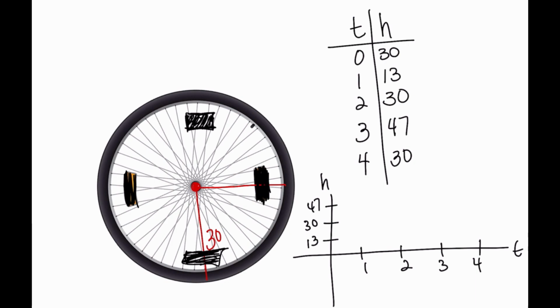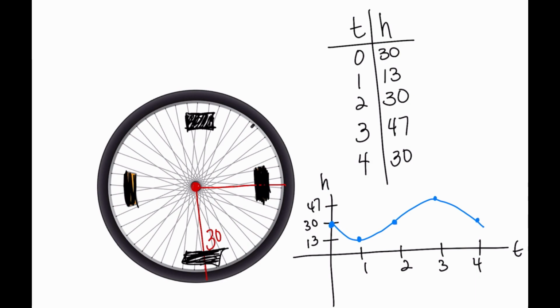And in this case, at 0, I start at 30. At 1, I go down to 13. At 2, I go back to 30. At 3, I'm at 47. And at 4, I'm back to 30. So I'm basically going 30, down, back, up, and back.